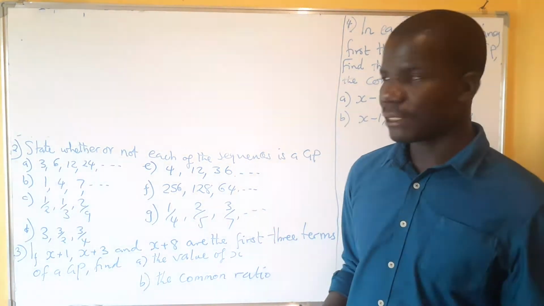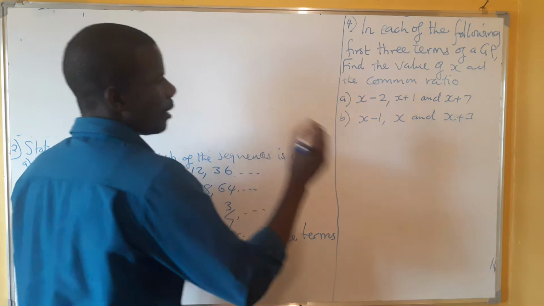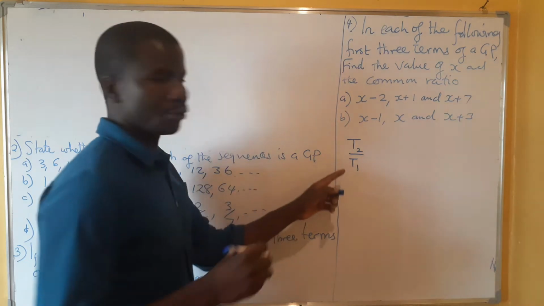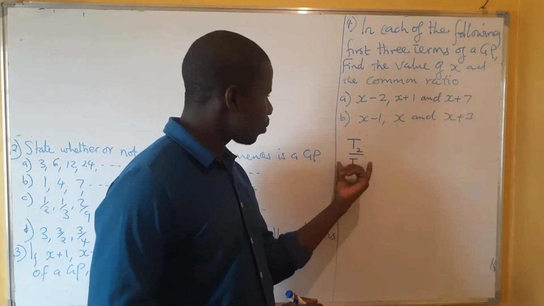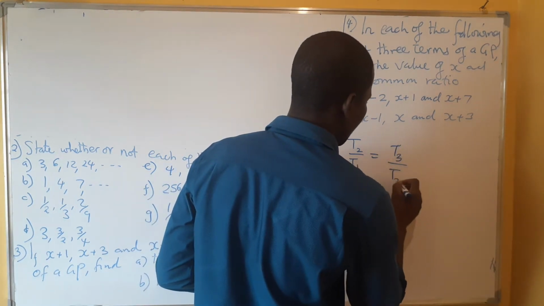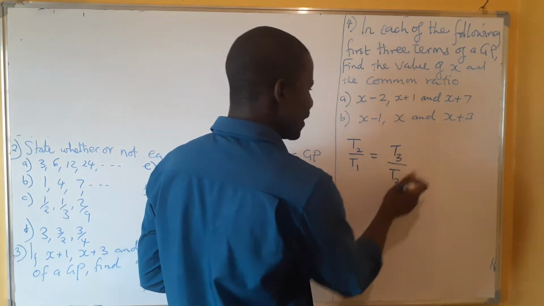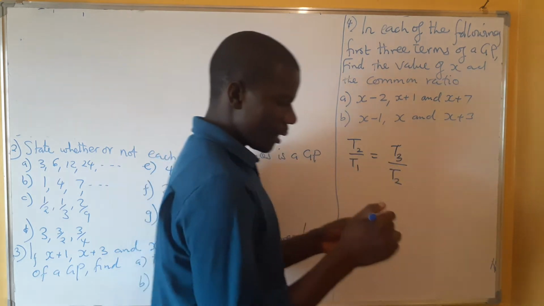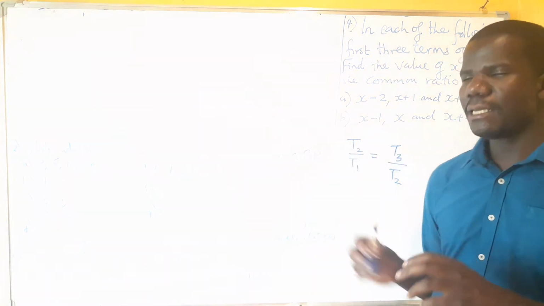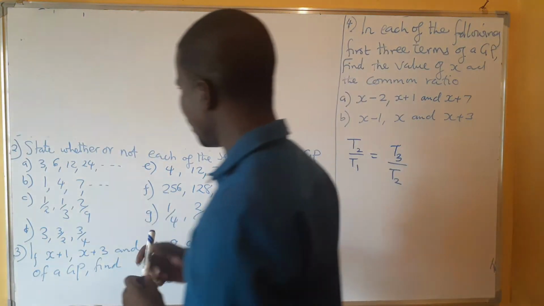So what are we supposed to do to establish that? We are supposed to say, you know that this is the formula that we use to find the common ratio. So if this one is going to be equal to also this one, T2 divided by this one, if we also find the same here, which is the common ratio, then we are going to conclude that this is a GP, or geometric progression. So we can begin with the first one.